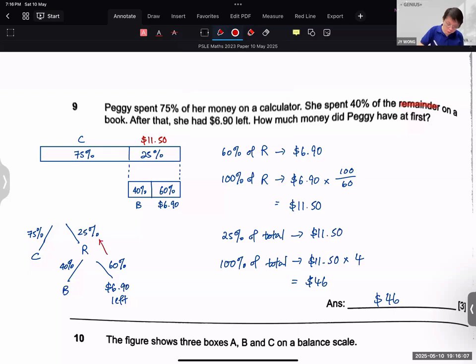Some of you will directly take this times this, right? Which is actually also fine. Then you will find what that percentage is, and that is $6.90, and then you find 100%.